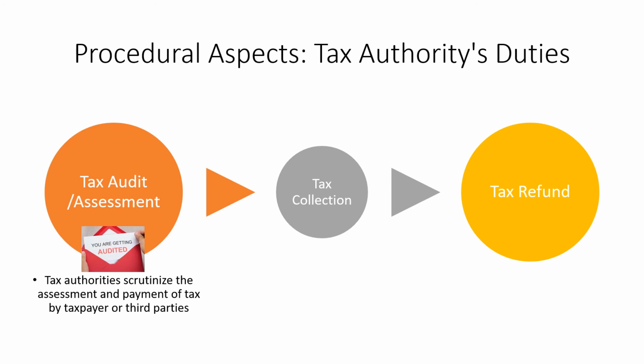the taxpayer duty, we have fulfilled our duty regarding specific business tax, and the next step will be the tax authority duties. After the tax authority receives the tax return and tax payment, they will process the tax audit or tax assessment, meaning that the tax authority will scrutinize the assessment and payment of tax by the taxpayer or a third party to see whether your tax return or your tax payment is correct or not. And after that, they will proceed to a tax correction or tax refund as the case may be.